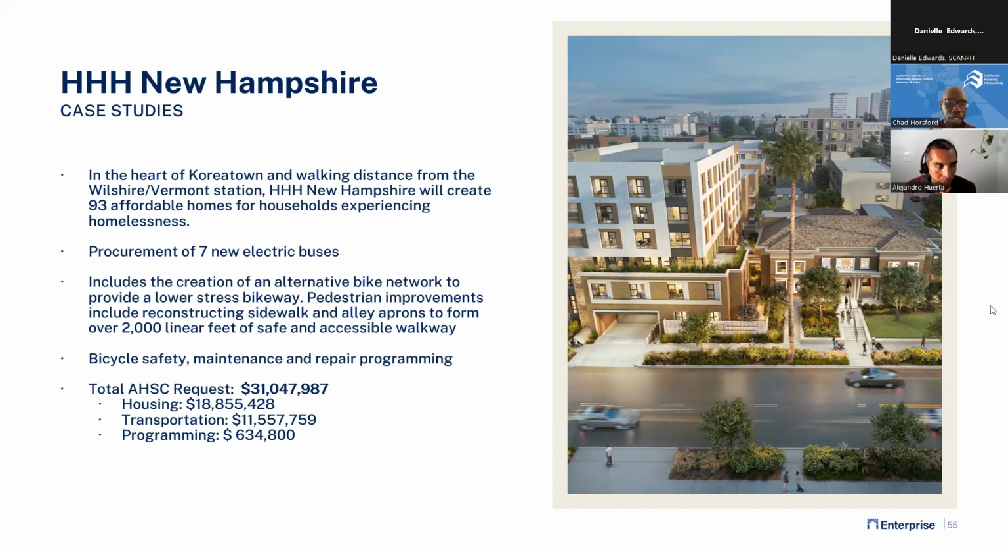So all in all together, you see a $31 million AHSC request, of which 60% went toward the housing component in the form of an AHD loan. And then you had the bulk of the remaining requests, I believe 37%, that went towards transportation improvements between the STI and TRA components. And then a bit over $600,000 went toward the programming element. The reason that amount is above $600,000 is because the transit passes were excluded from the $600,000 cap.